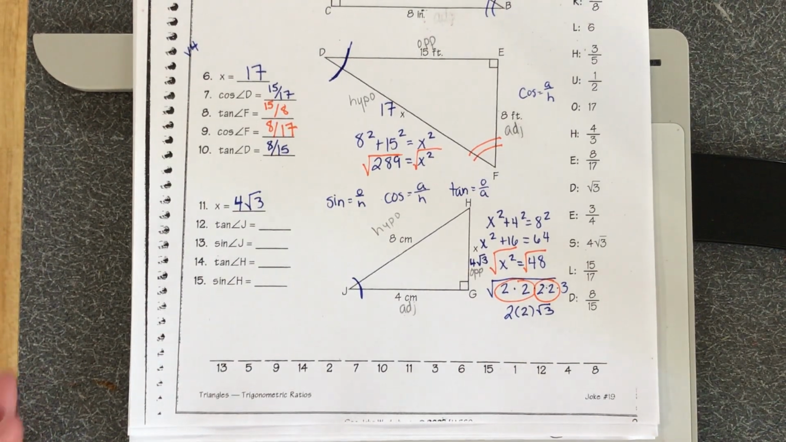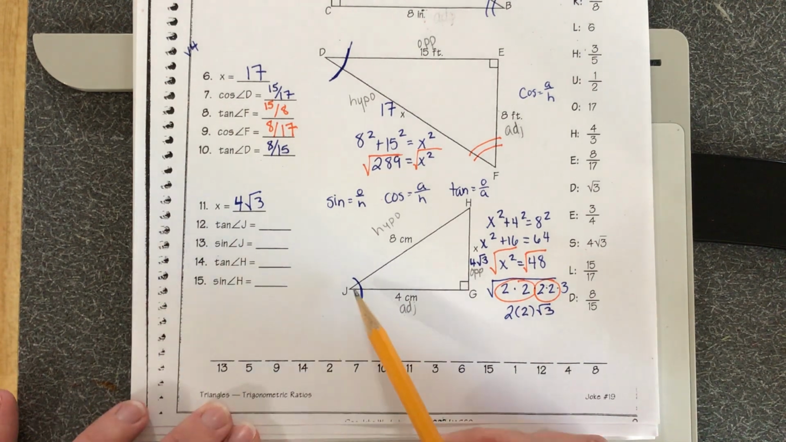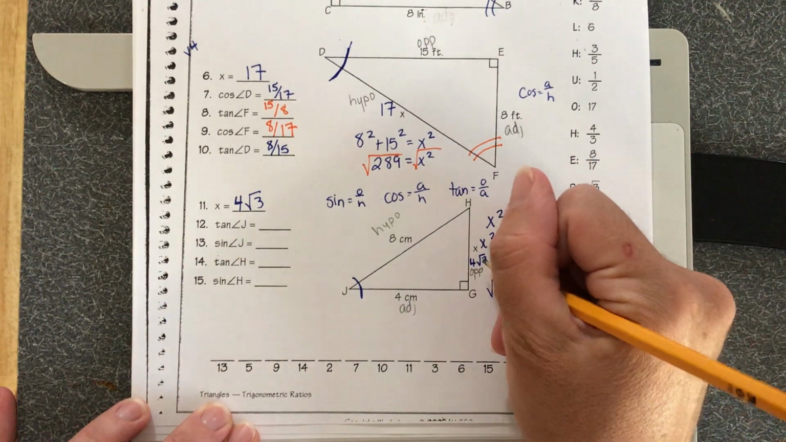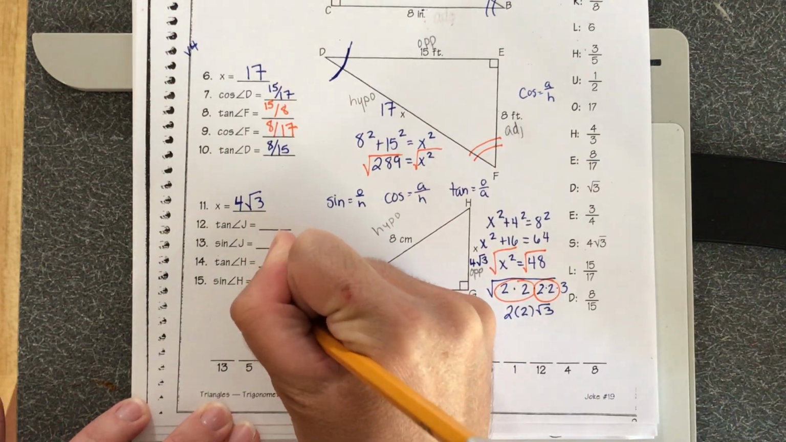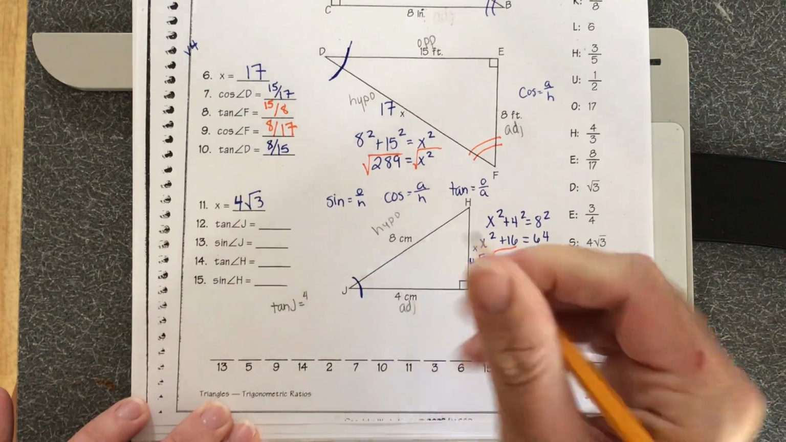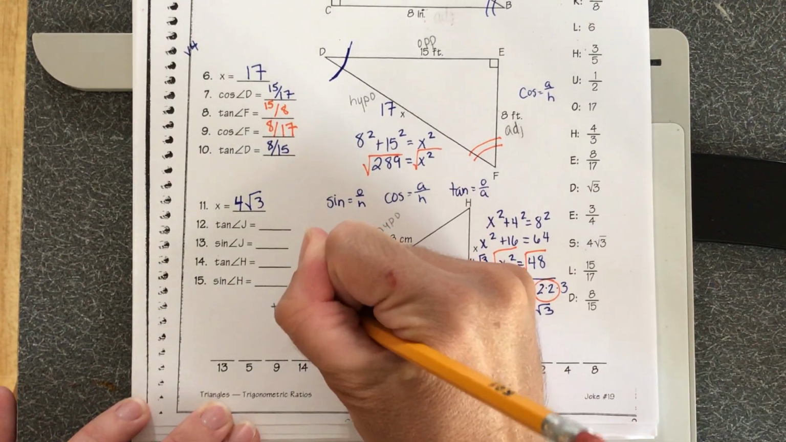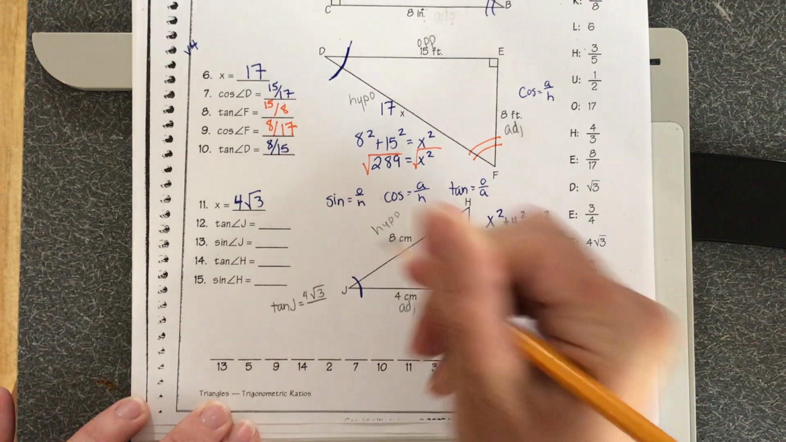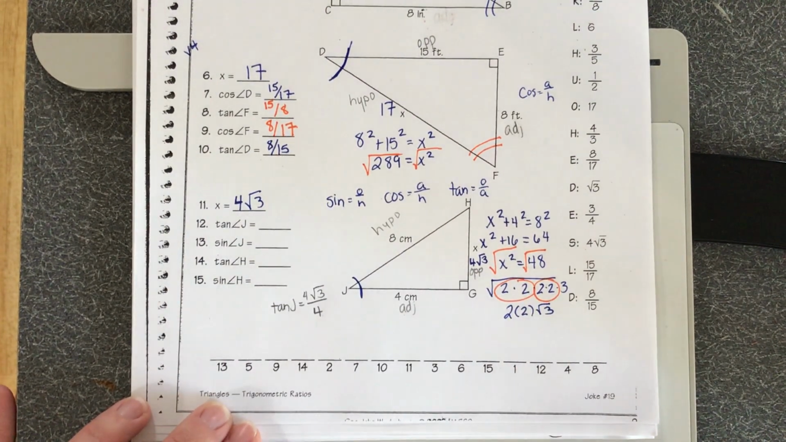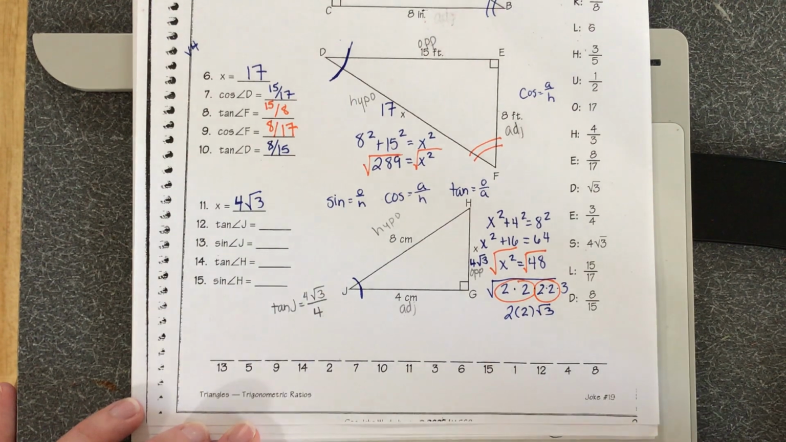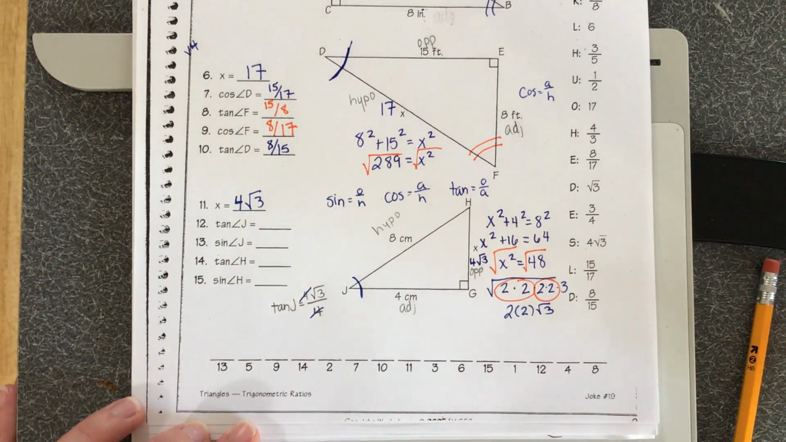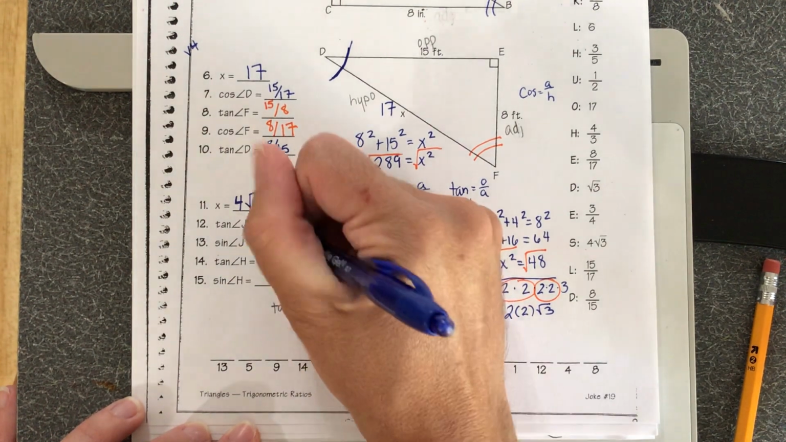Now, my first one I'm going to look at is tangent J. So opposite over adjacent. So 4 times the square root of 3 over 4. Now, when I look at that fraction, it's not simplified because my 4's cancel each other out. So tangent J is the square root of 3.